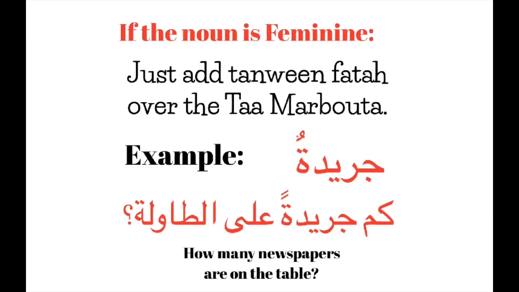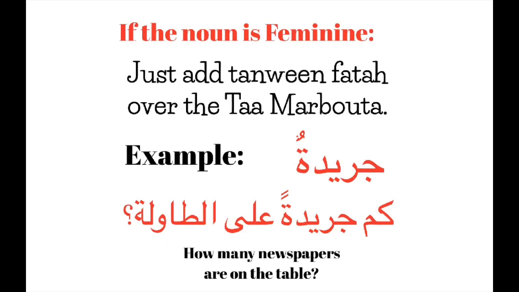Now let's examine what happens if the noun is feminine. If the noun is feminine, you just add tanween fatha over the ta marbuta. Let's look at an example. Jaridatun. Jaridatun means a newspaper.